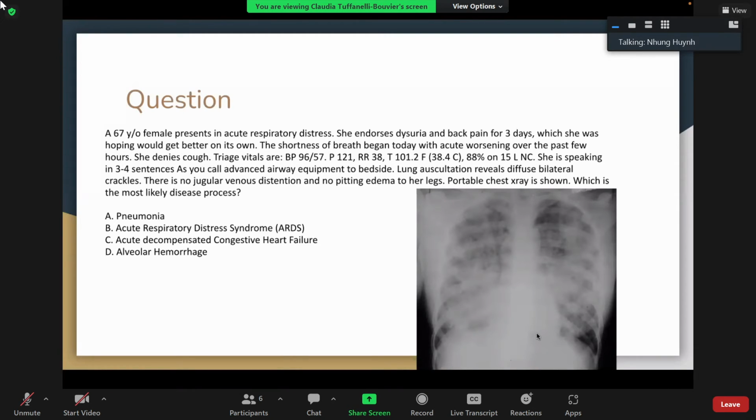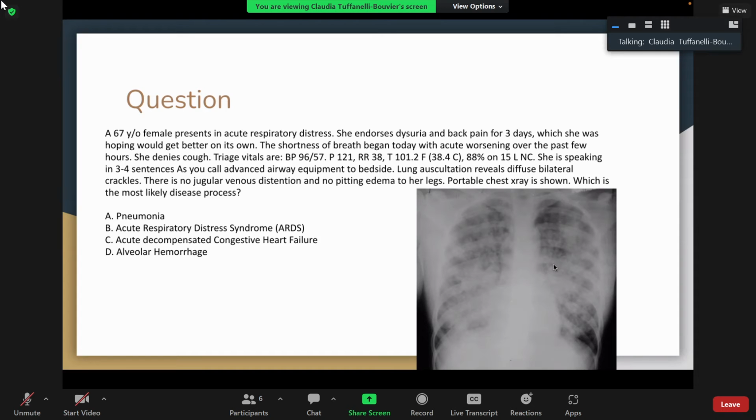I think the answer A is pneumonia. Maybe from the urinary tract infection, and then she got the pneumonia following it. So yeah, it definitely could be, because she's febrile, she's hypoxic.